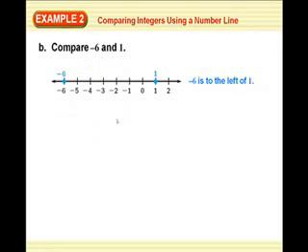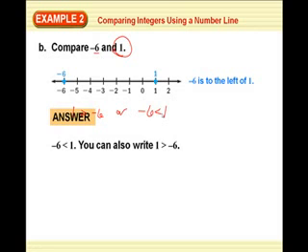So -6 and +1, anytime one is negative and one is positive, obviously the positive is bigger. 1 is greater than -6, or -6 is less than 1. There's two ways to write it, like you notice on that other one.